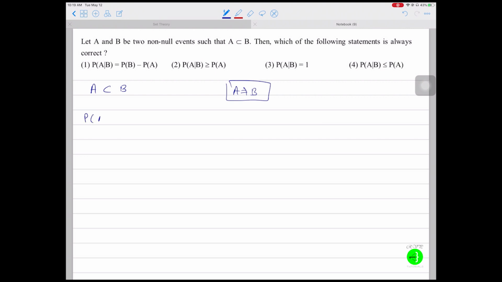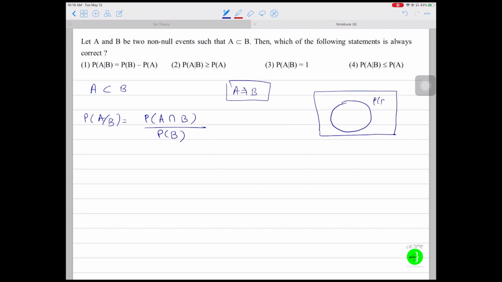So the probability of A given B is written as probability A intersection B over probability of B. And if we had a universal set like this, then the probability of B would be this, and there is some event A such that the probability of A is this small shaded region inside of B. And this is because of this information that A is a subset of B.